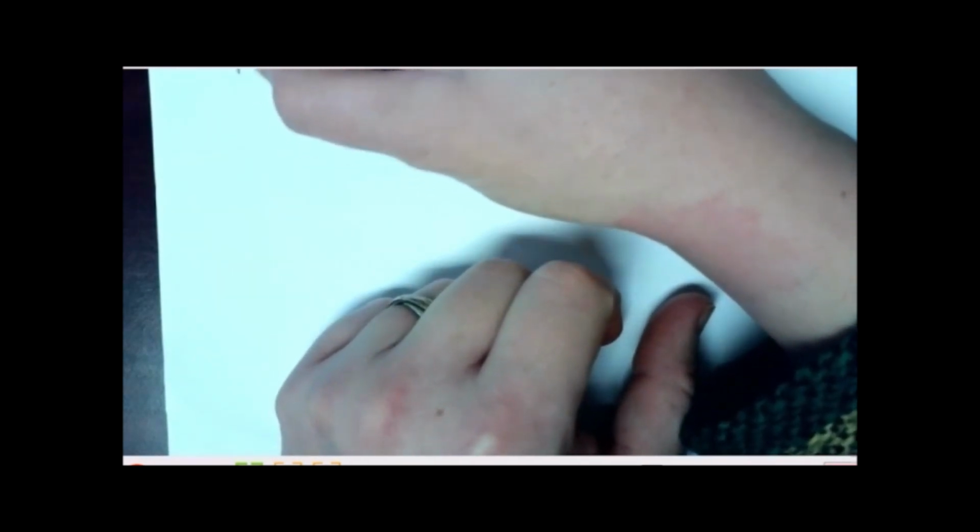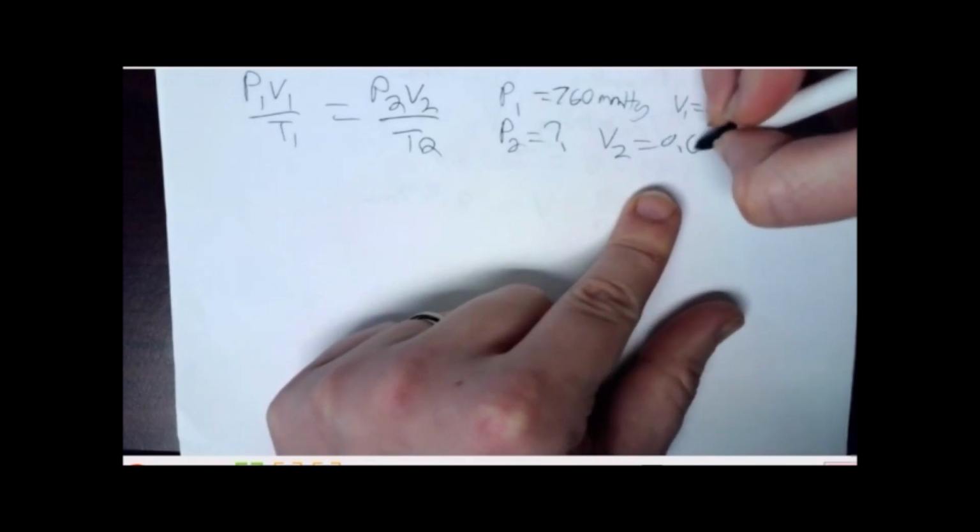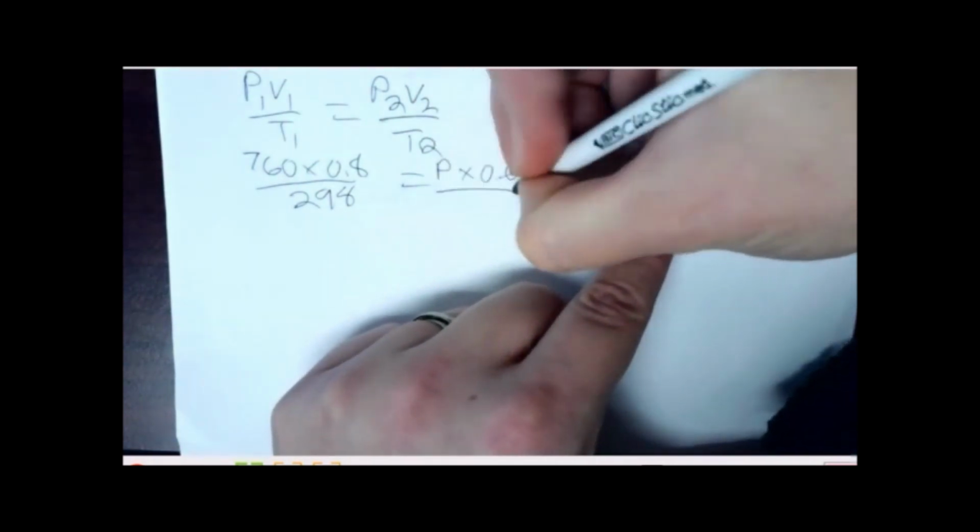Now, all of these laws can be combined into something called a combined gas equation that we can look at: P1, V1, and T1 compares to P2, V2, and T2, assuming the moles are the same. If in situation 1, the pressure is 760 millimeters of mercury, and the volume is 0.80 liters, and the temperature of that situation is 298 Kelvin, what would the pressure of situation 2 be if the volume was 0.60 liters and the temperature 320 Kelvin? Looking at that, we have 760 times 0.8 over 298 equals P times 0.6 over 320.